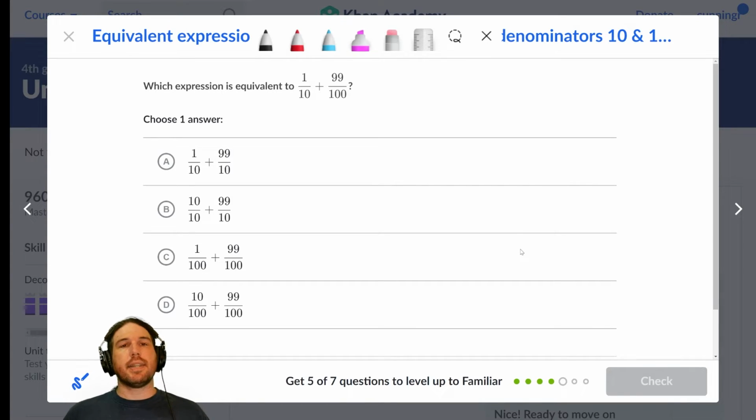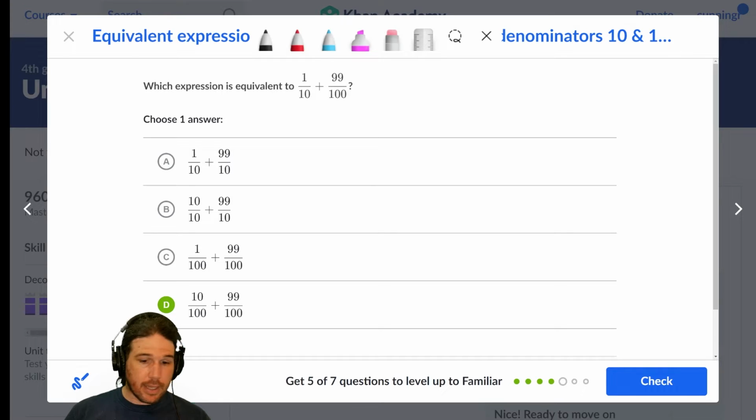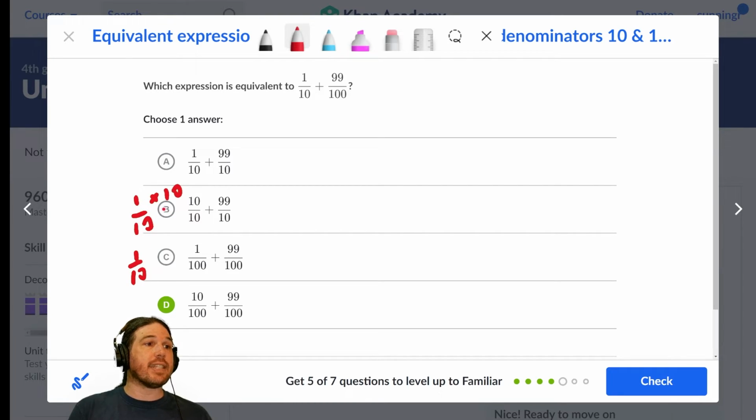Which expression is the same as 1/10, which we've already determined is 10 over 100, right? Not 10/10, not 1 over 100. In both of these, in this one, part B, the mistake is that they multiplied the top times 10, right? They had 1/10 for both of these. In this one, they multiplied the top by 10, but they did not multiply the bottom by 10 as they had to. If you don't multiply the top and the bottom by the same thing, then you're no longer equivalent.